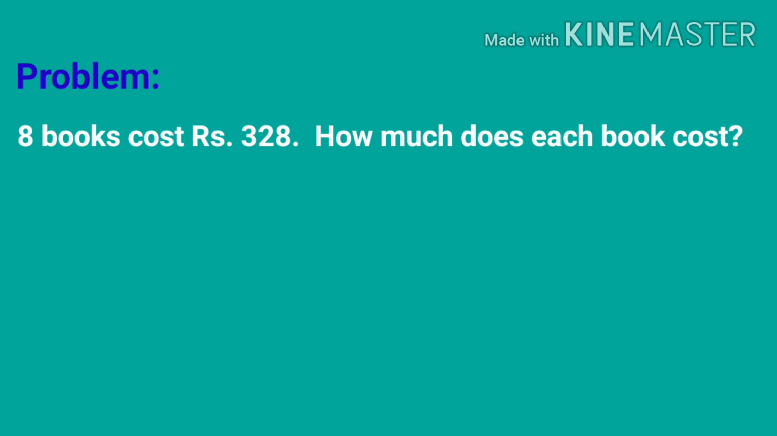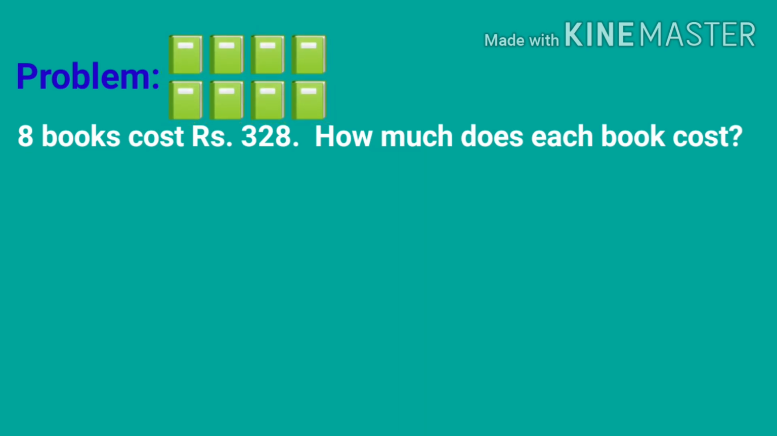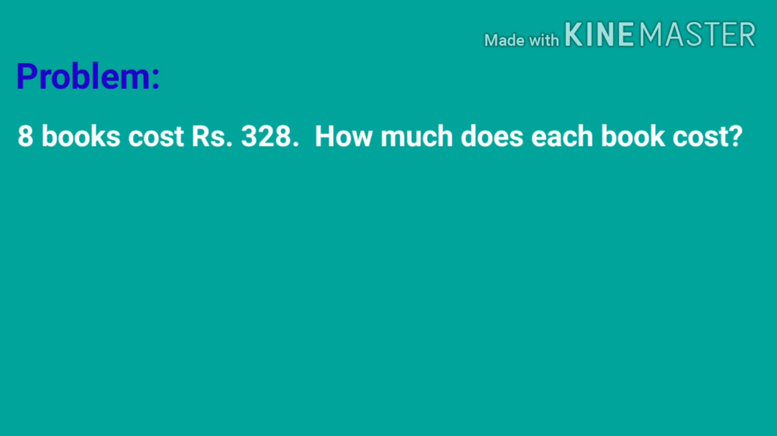Children, you see, here the cost of 8 books is given, or we can say that the cost of many books is given. It is 328 rupees. The question asks us, how much does each book cost? Each book means one book. So we have to find the cost of one book. Here, from the cost of many items, we are finding the cost of one item. So we have to use the operation division.